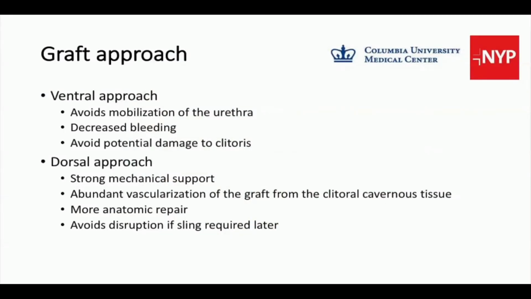Buccal mucosal grafts can be placed by dorsal or ventral approaches. The ventral approach avoids mobilization of the urethra, decreasing bleeding and avoiding potential damage to the clitoris. Advantages of the dorsal approach are strong mechanical support and abundant vascularization of the graft from the cavernosal tissue. Dorsal grafts are also thought to provide a more anatomic repair, and if a patient should require sling surgery in the future, which is not uncommon with extensive stricture disease, The dorsal approach avoids disruption of this repair. For these reasons, we chose a dorsal approach to the graft.